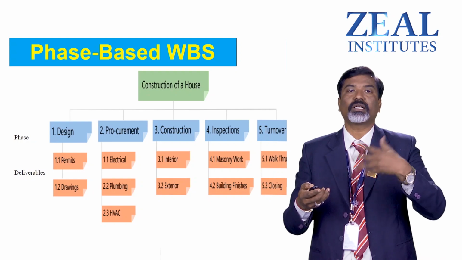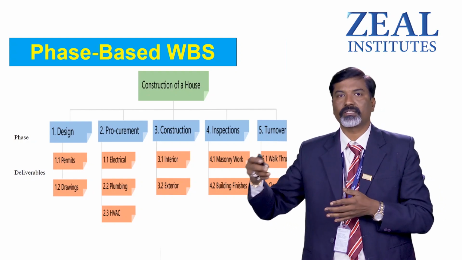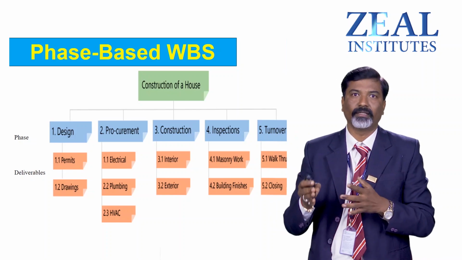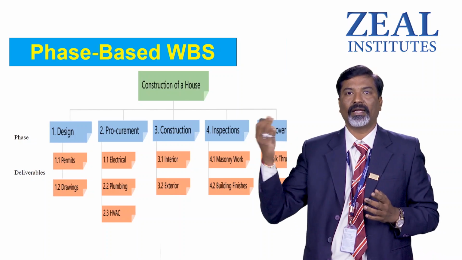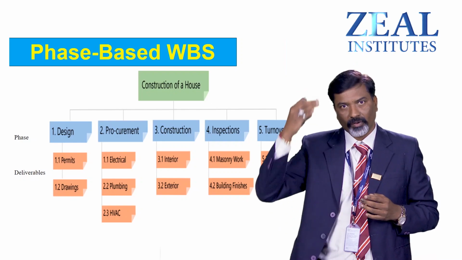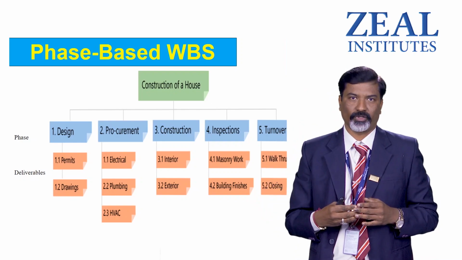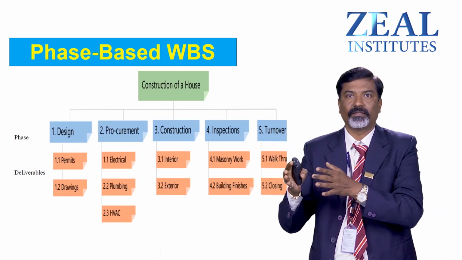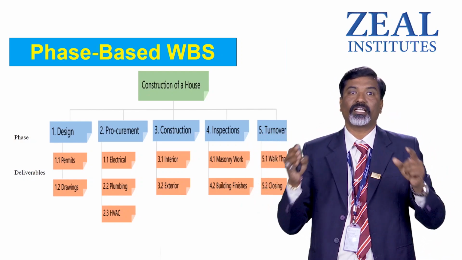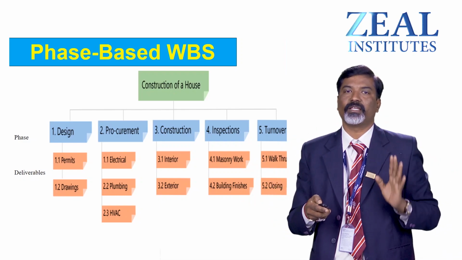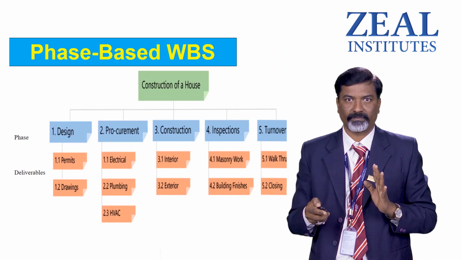Then you have to do construction. During construction, you have to do inspection of all activities, whether the activities are running as per your expectation or not. And last one, turnover. Means you are closing the particular project. So what different activities come under each phase? If you divide those activities as per the phase, then such type of work breakdown structure is called a phase based work breakdown structure.